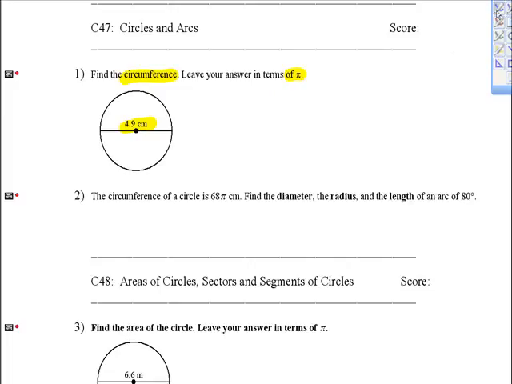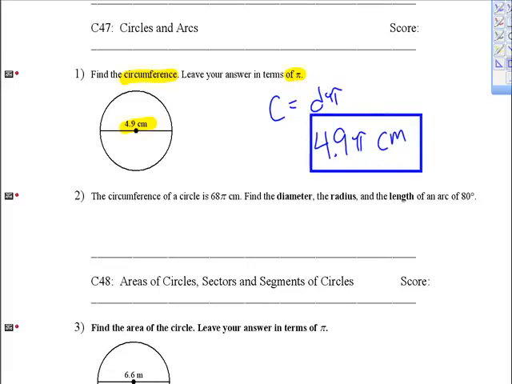One way to find the circumference is just to take the diameter times pi. The diameter is 4.9. Since they gave us a diameter, we're pretty much done here. It's 4.9 pi, and then we have centimeters for our units. That's it for number 1.